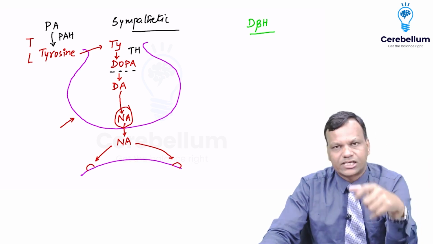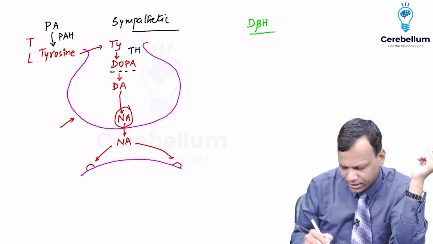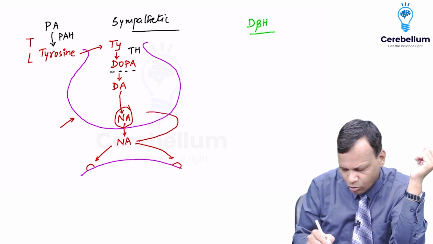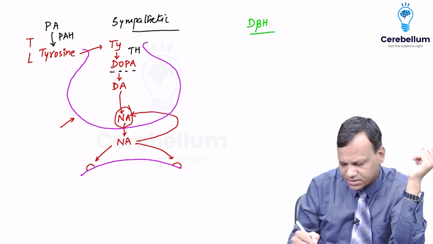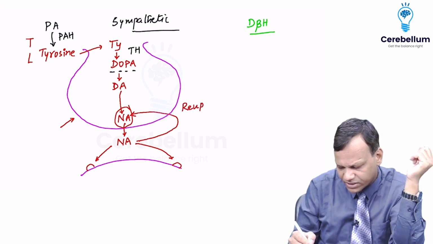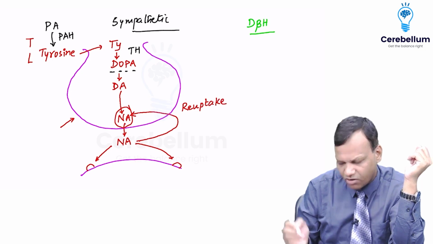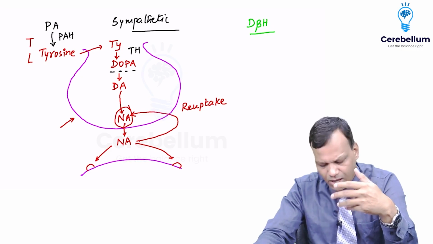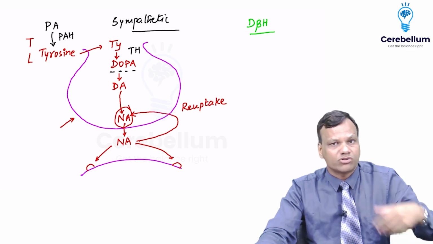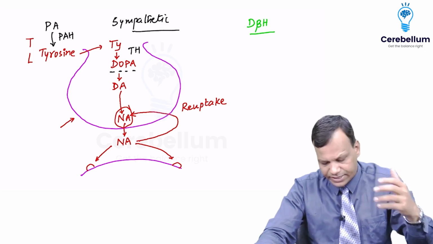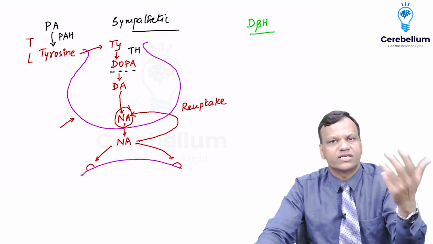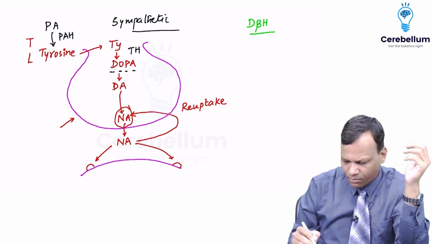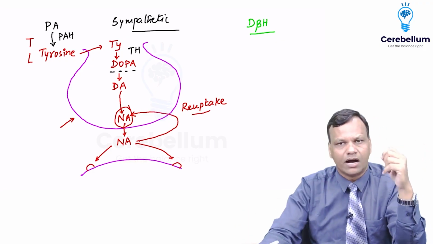So noradrenaline action is mainly terminated by reuptake. Noradrenaline goes back into the vesicle. This is known as reuptake, which is the main mechanism of termination of action. There are minor mechanisms also, like it can be taken up by the postsynaptic neuron, and it can be metabolized by monoamine oxidase. There are other methods also, but the most important one is reuptake.